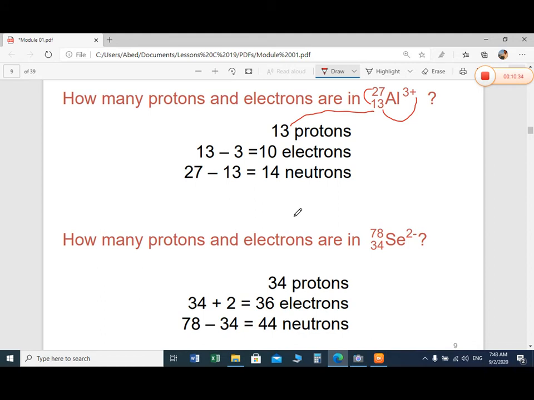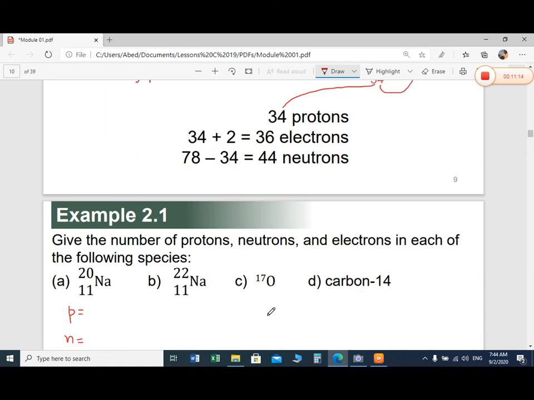So another example for you, the selenium atom. In the selenium, again we have 34 as the atomic number. This atomic number is exactly equal to the number of protons. To calculate the number of electrons, it will be the addition, because 2 negative charge means 2 electrons are added here. So 34 plus 2 will give you 36 electrons. The number of neutrons is again very easy: the mass number minus the atomic number, 78 minus 34 will give you the number of neutrons, 44.